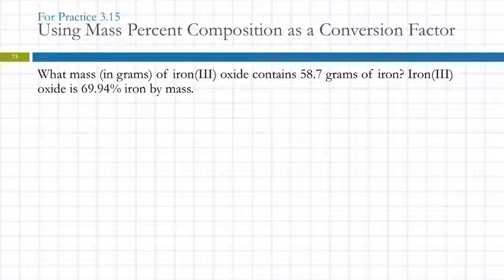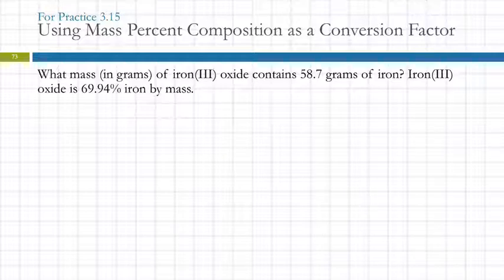So let's do an example using this. What mass in grams of iron(III) oxide contains 58.7 grams of iron? Iron(III) oxide is 69.94% iron by mass. Now we could figure out the formula and do the calculation a different way, but this is titled Using Mass Percent Composition as a Conversion Factor, so that's what we're going to do.